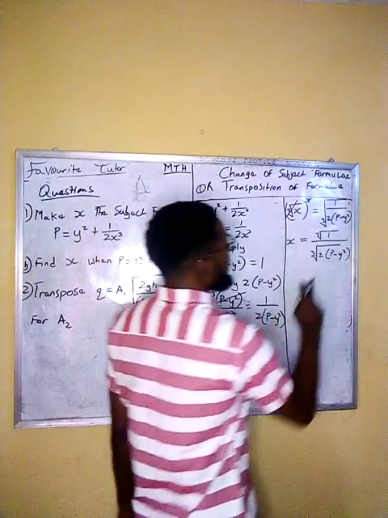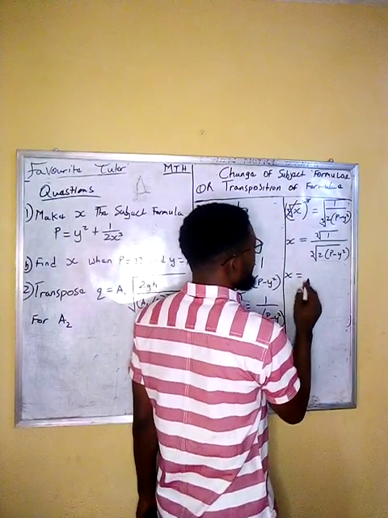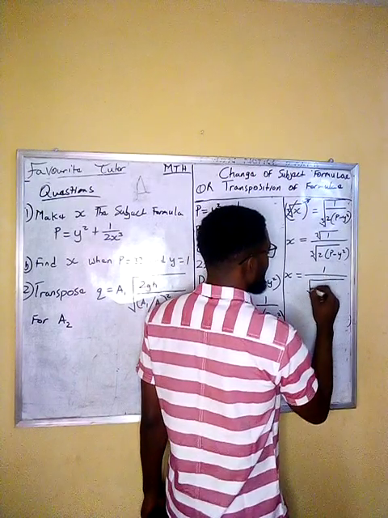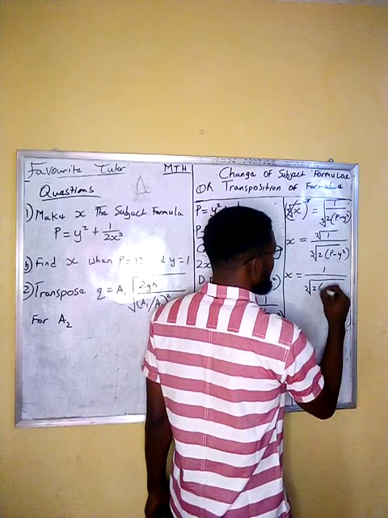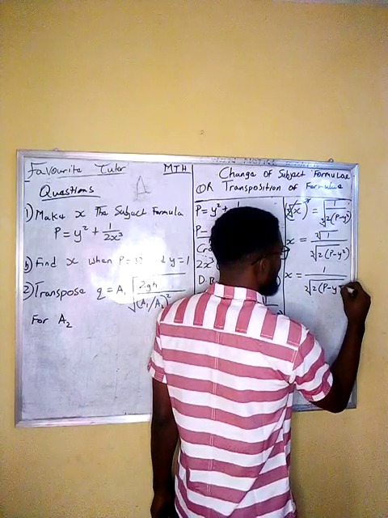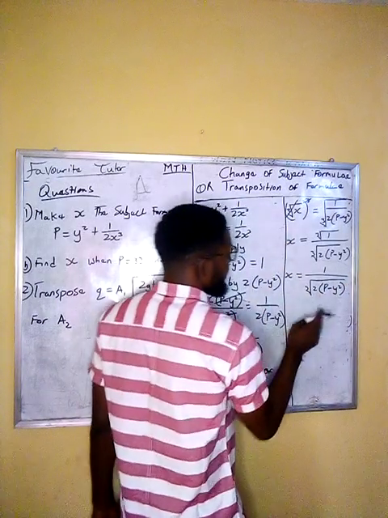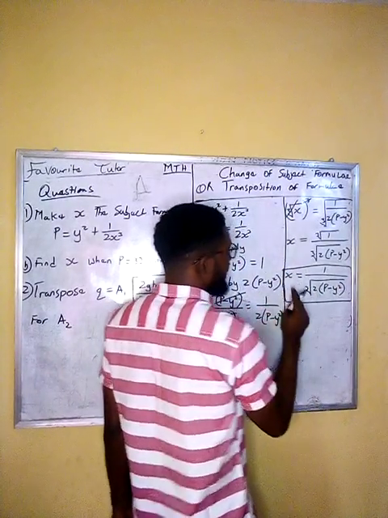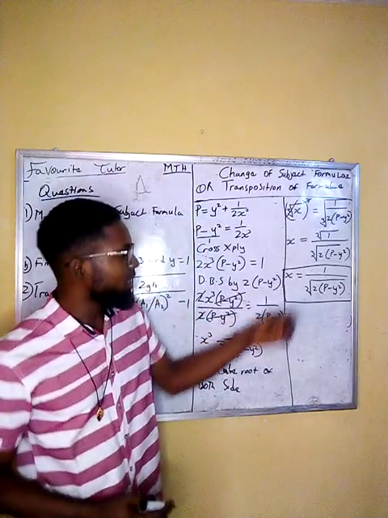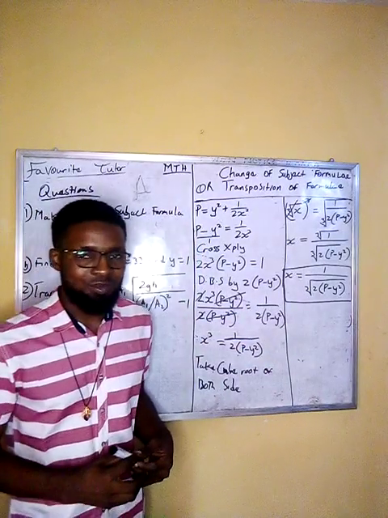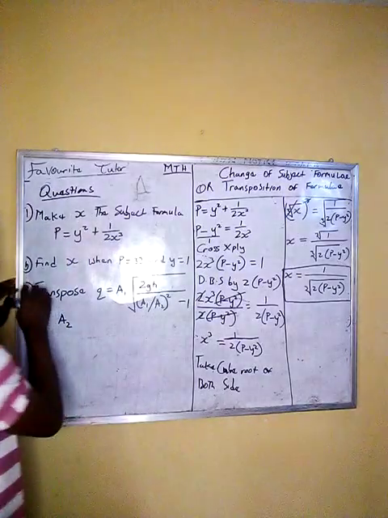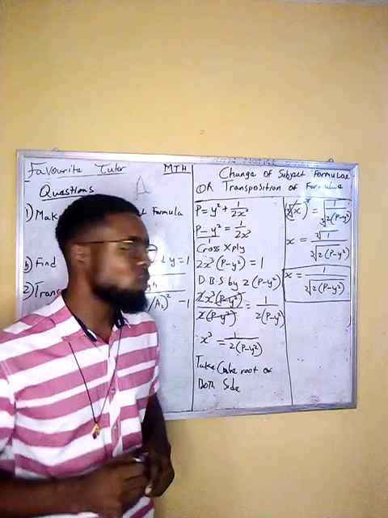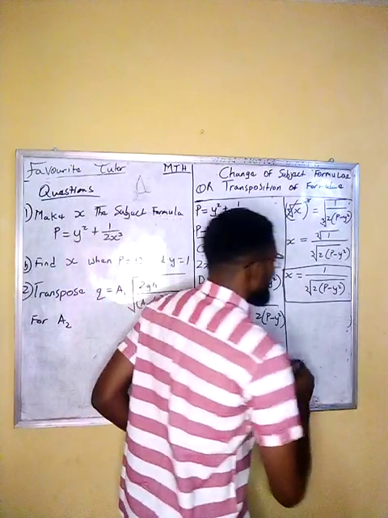So therefore x is equal to the cube root of 1, which is 1, all over the cube root of 2 bracket P minus y to the power of 2. So this is the answer to the question. x is now the subject formula. Okay, the question said find x when P is 33 and y is 1. We will now use the equation.